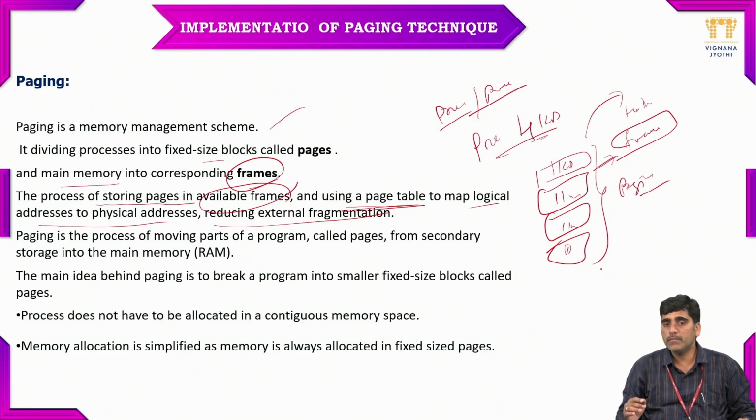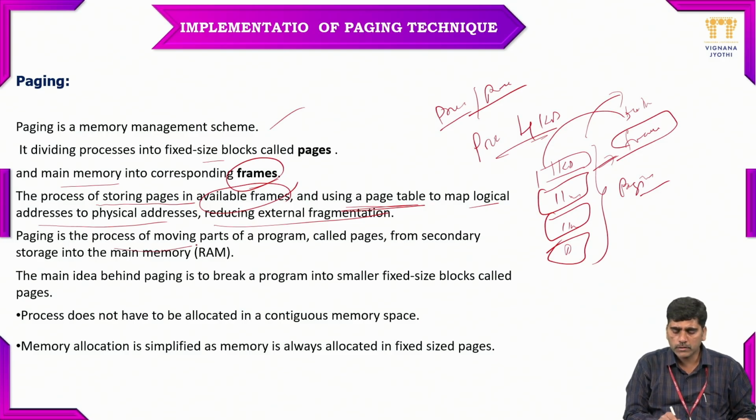Here the main memory is divided into blocks, and each block will be called a frame. The secondary memory is divided into pages, and each one will be called a page. Each page is loaded into a block of frame, and that is called paging.